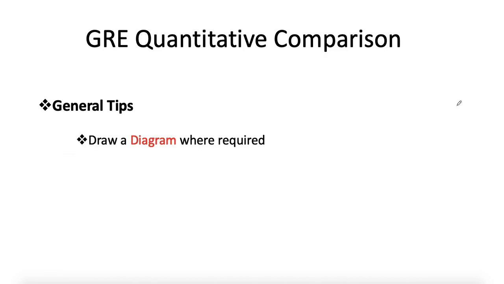The next thing is, draw a diagram where required. This is extremely helpful when we are dealing with geometry, because in geometry, as per the ETS convention, the diagram is never drawn to scale. So you need to consider and draw all of the possible required cases.